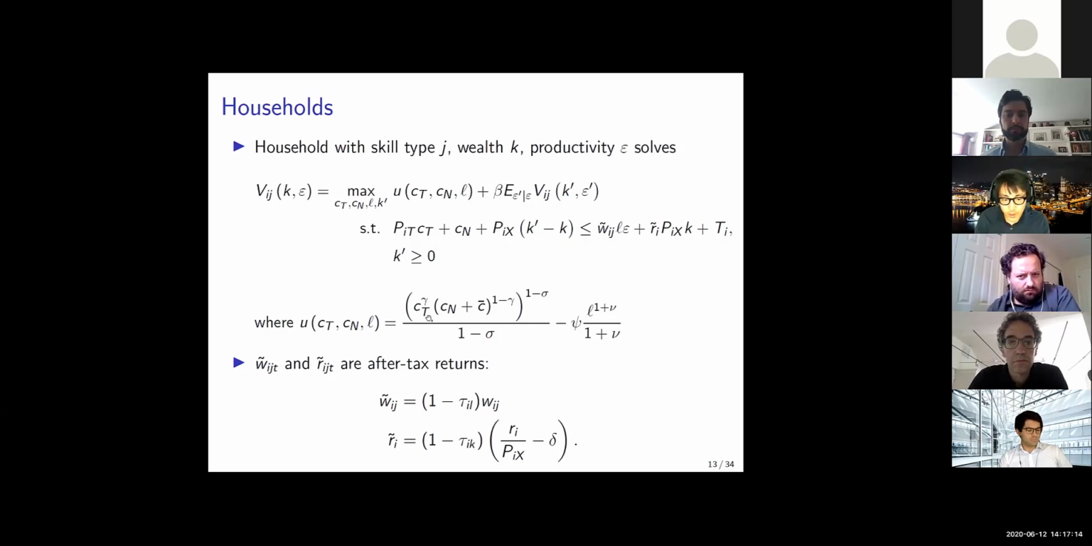This is the utility function, which is obviously increasing in the tradable and the non-tradable good, and decreasing in hours worked. The budget constraint is that their income comes from their labor income, where the W tildes are just the after-tax wages, plus the returns on their capital, and then they might have some lump sum transfers. Using this income, they purchase tradable goods, purchase non-tradable goods, and invest in capital. Going into the next period, they face these uninsurable income productivity shocks, so they might transition to higher productivity states or to lower productivity states. Okay, I've said everything here that I wanted to say.